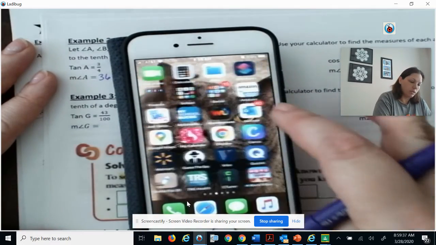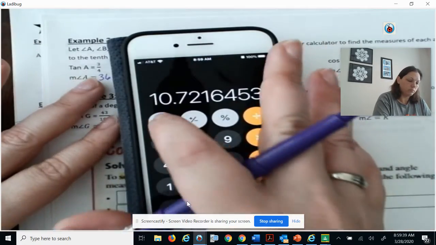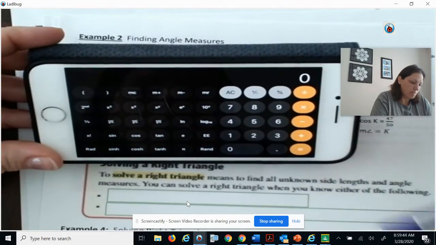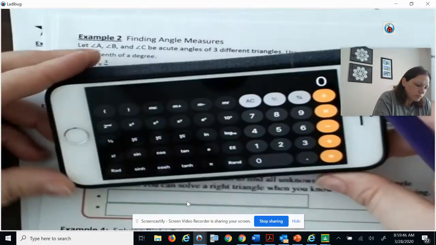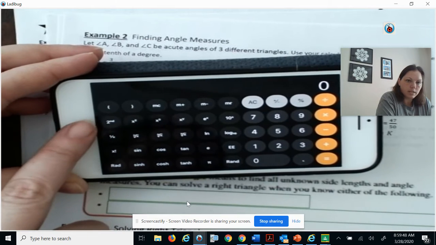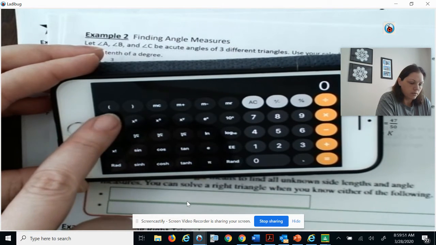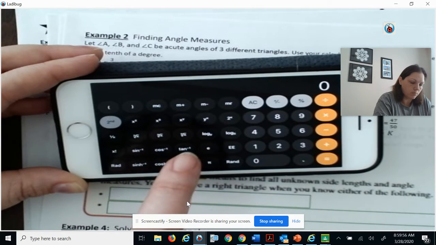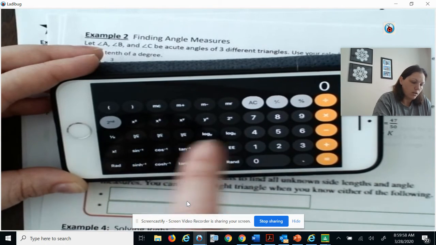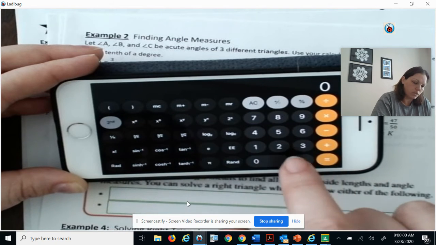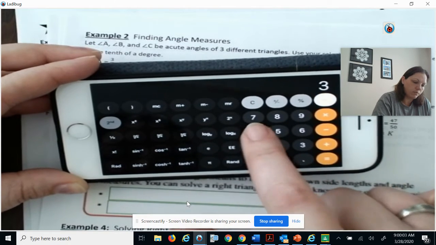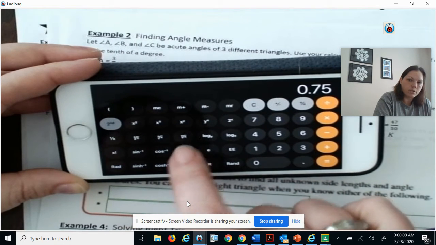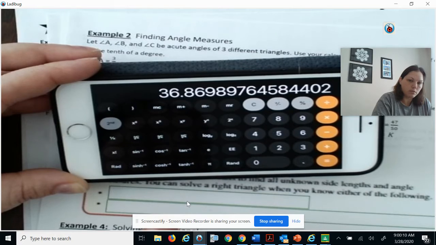If you are using the regular calculator, there's a second button on your calculator here, and you'll see those inverse sine, cosine, and tangents come up. So inverse tangent. We're going to do that after we put in our number, right? So 3 divided by 4 equals, and then do your inverse tangent, and you get your same answer.